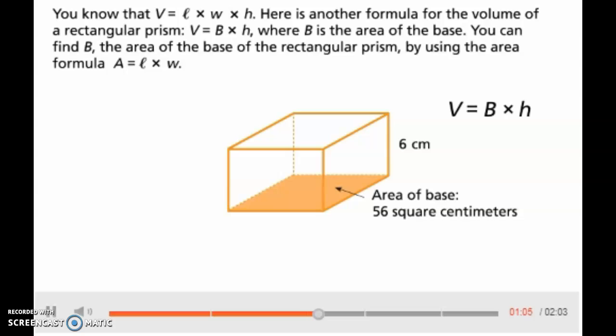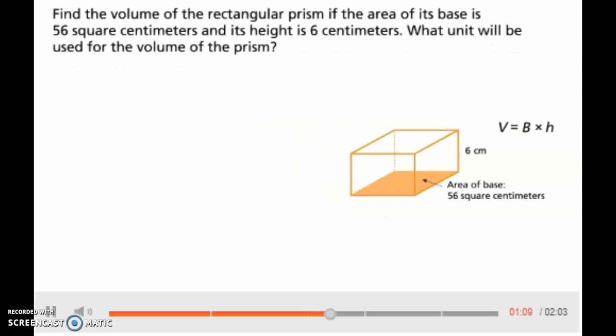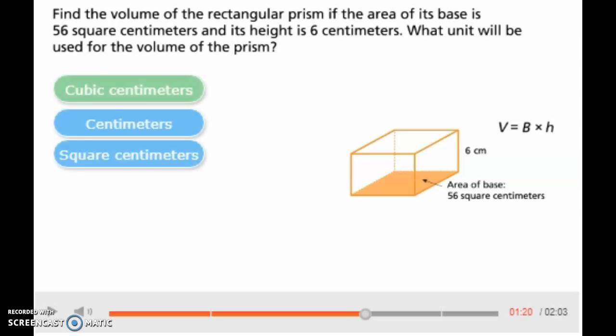Find the volume of the rectangular prism if the area of its base is 56 square centimeters and its height is 6 centimeters. What unit will be used for the volume of the prism? Select your answer.